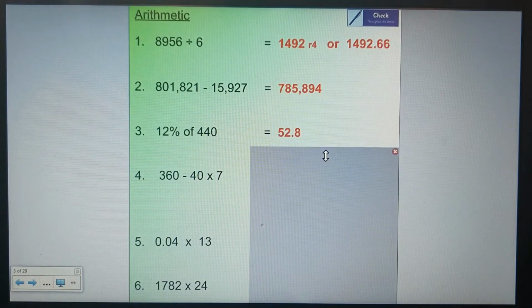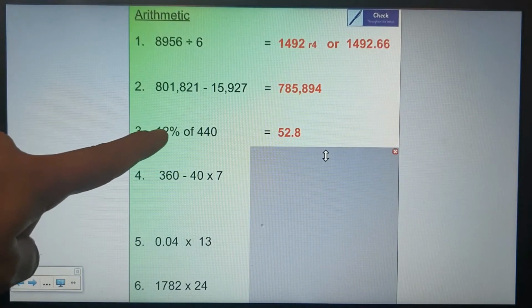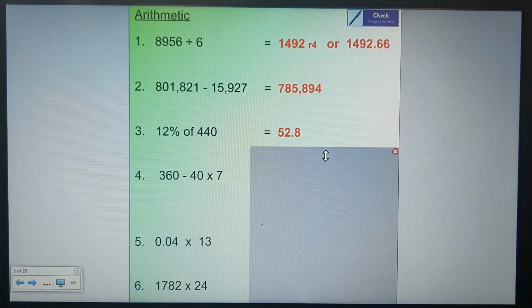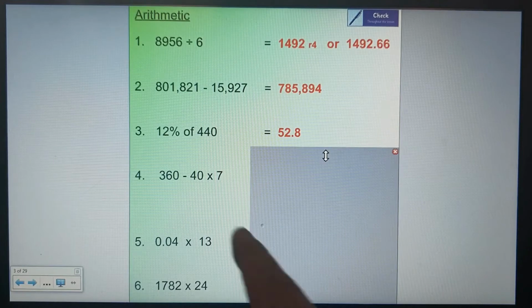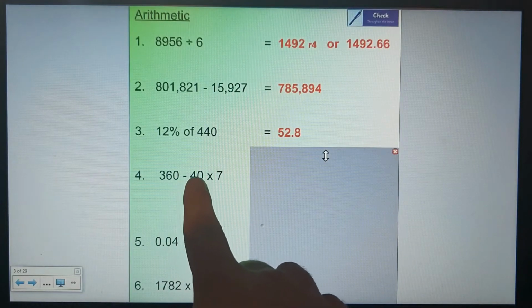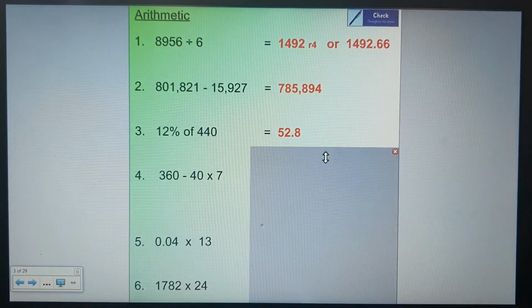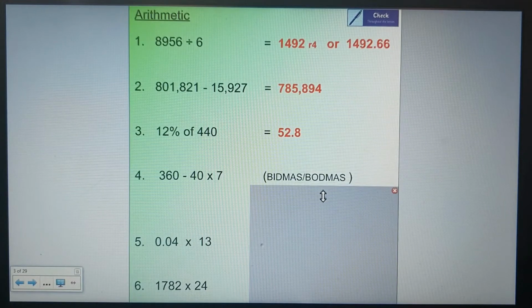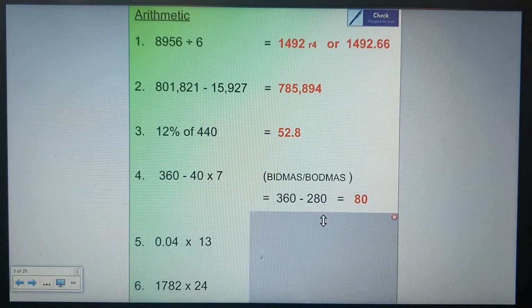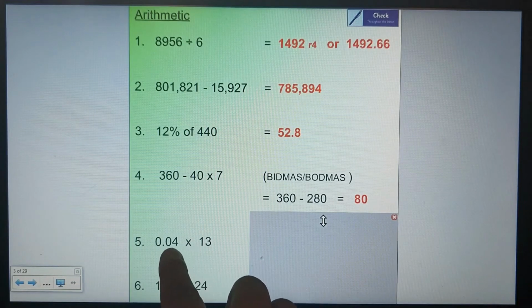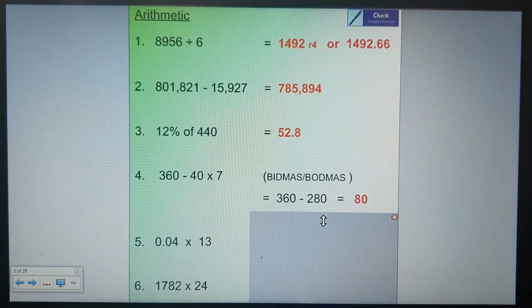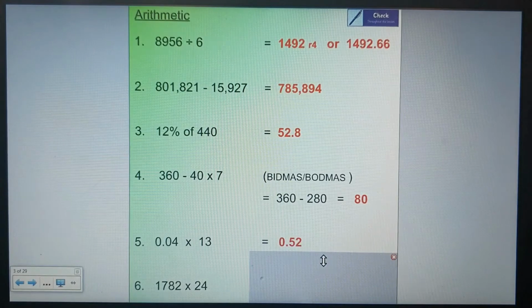Our next one, 12% of 440, would have given you 52.8. So you could have done 10%, and that would have also helped you to find 1%, dividing by 10 or dividing by 100. Number 4, 360 take away 40 times 7. We're going to need to use BODMAS or BIDMAS. And your answer would have been 80. So you have 360 take away 280 equals 80. Number 5, 0.04 times 13 is very similar to 4 times 13, which would have given you 52, so 0.52.